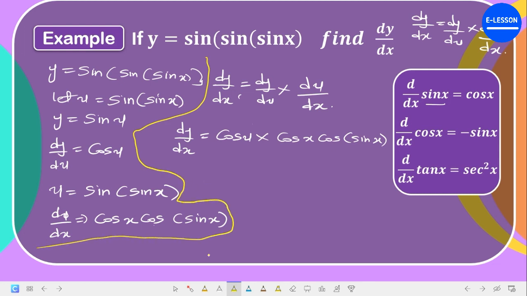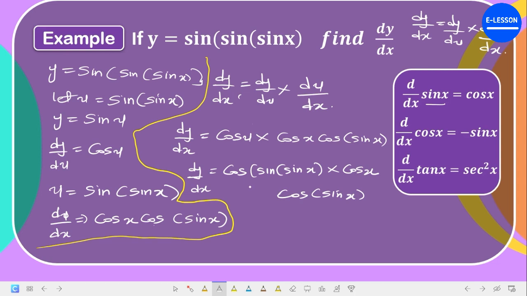Okay, what will be our dy/dx now? dy/dx will be equal to cos. What was your u initially? u is what? Sine bracket sine x. So this will be times cos x times cos bracket sine x. It's a very long and confusing one, but we should be able to provide a solution to it.